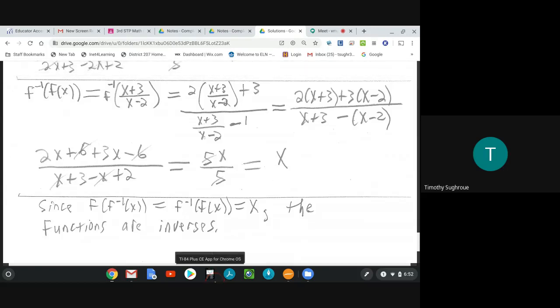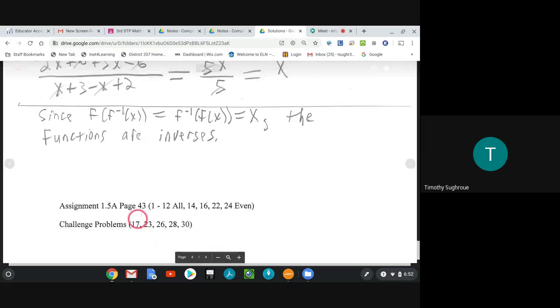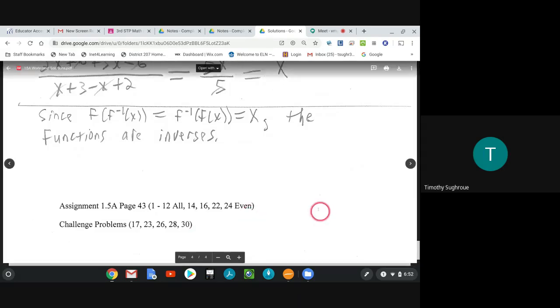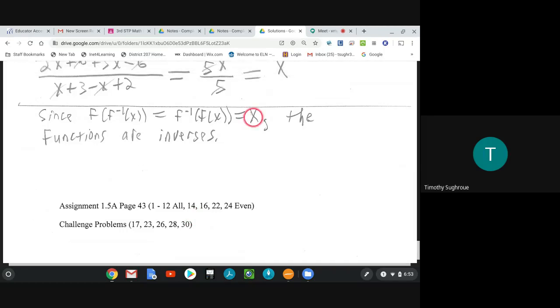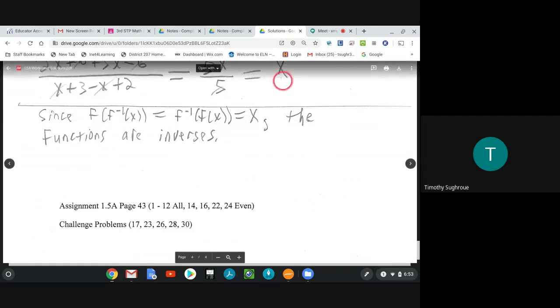Since f of f negative 1 of x equals f negative 1 of f of x equals x, the functions are inverses. Okay, and I told you the challenge problems will not be on the worksheet, but you are certainly more than welcome to try some of these challenge problems if you'd like. I can provide some solutions for you if you're interested, but these are decent things to look at. But being able to find an inverse and then crank out the composites to verify that the inverse is correct will be on the test. Okay, that is the end of this worksheet.